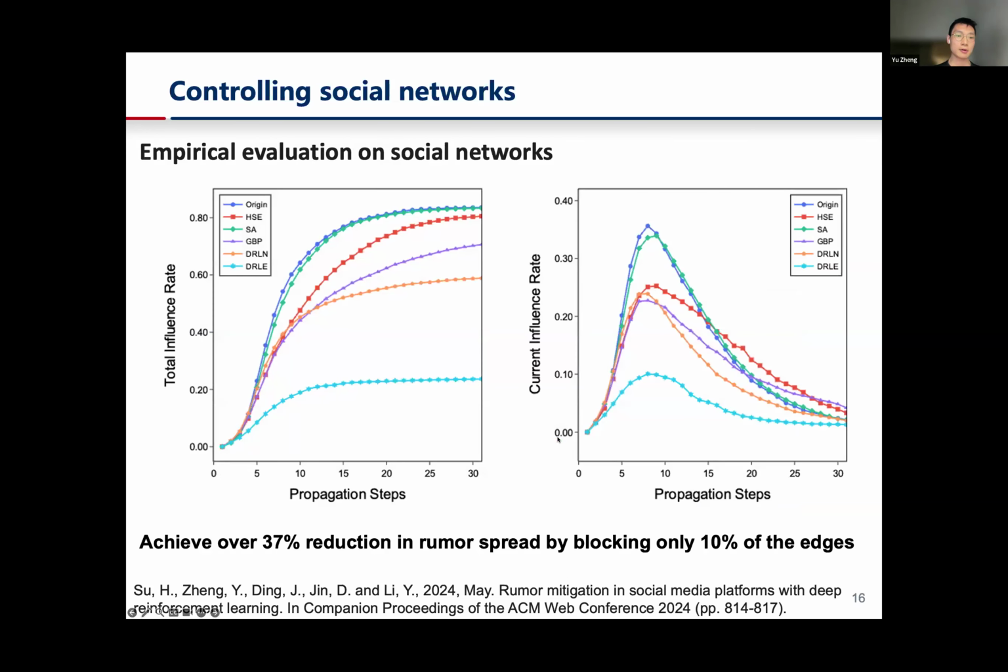So here we evaluate this method on real-world social networks, and we can find that this reinforcement learning combined with graph neural networks can achieve over 37% reduction in rumor spread by blocking only 10% of the edges, and it outperforms all existing heuristic methods and machine learning-based methods.